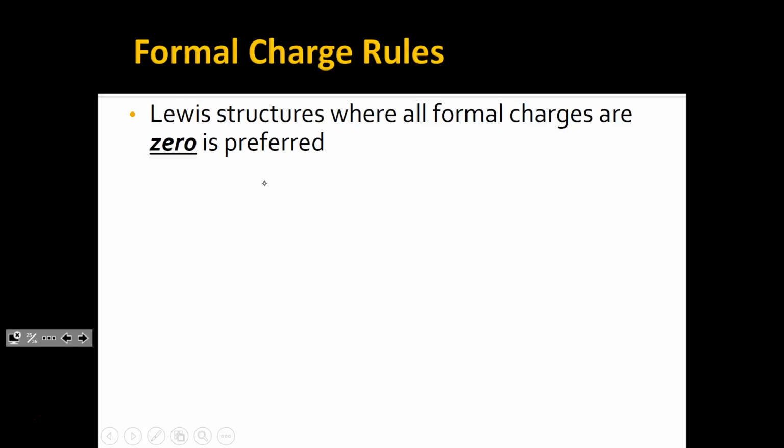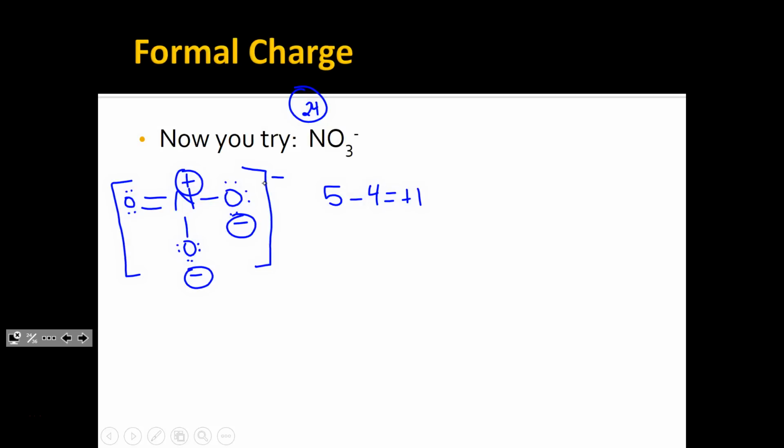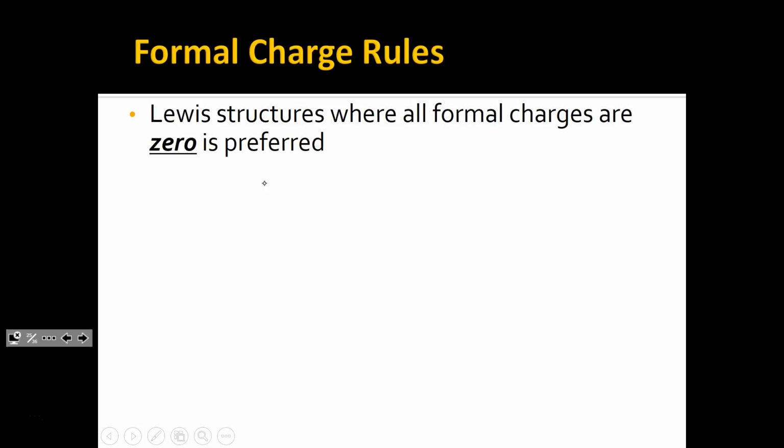Well, here are the rules for formal charges. Lewis structures where all formal charges are 0 are preferred. If all the atoms can have a formal charge of 0, that's the best possible situation. However, sometimes that is not possible. For example, with this last example with nitrate, there was no way every atom could be 0 because the overall charge is -1. So sometimes having formal charges is inevitable.